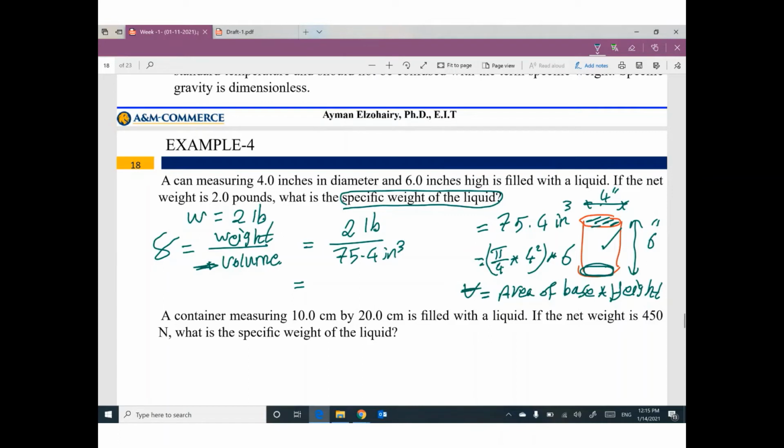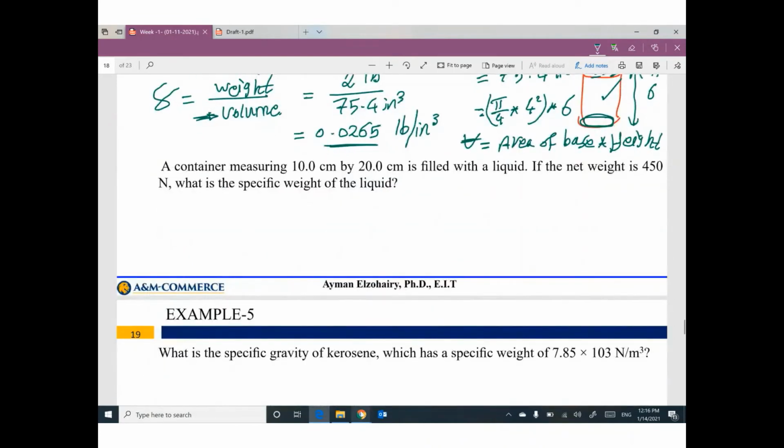Your final answer will be 0.0265 pound per inch cube. So the specific weight of this liquid will be 0.0265 pound per inch cube. So the idea here, you have to understand what is the meaning of specific weight, which is gamma equal weight divide volume. I'm looking for what is the value of weight, what is the value of volume, divide both of them together. You can figure out the specific weight.